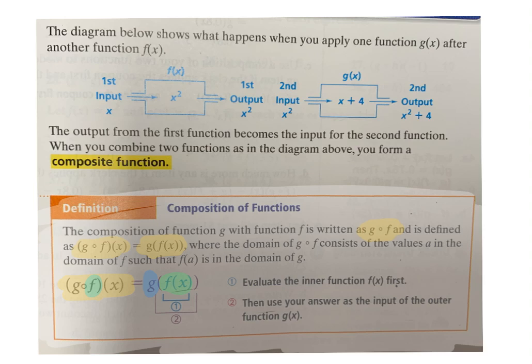All right, so with composite, you have to know your notation. Make sure you know notation: g of f does not mean multiplication. That means composite. And you always put the one that is closest to the variable inside the other one.